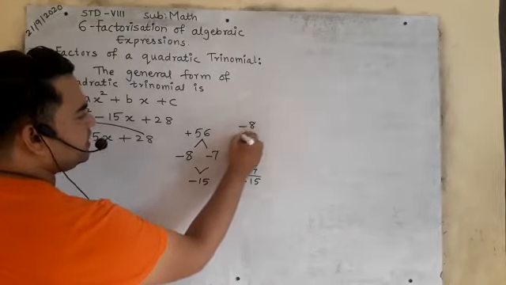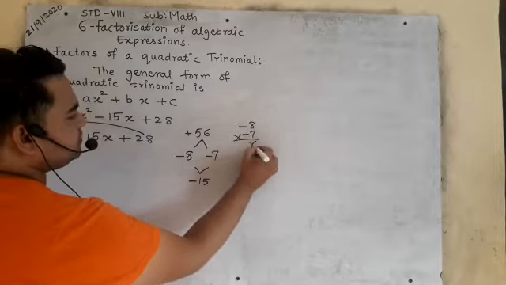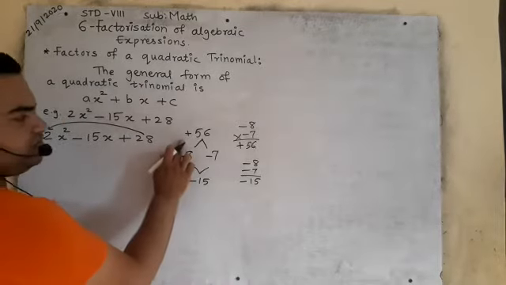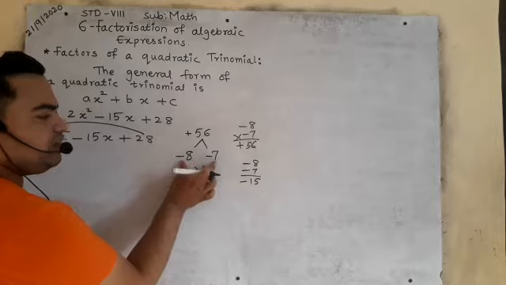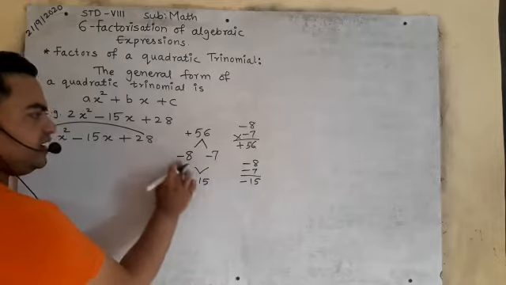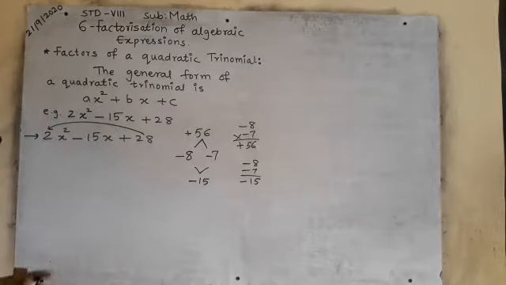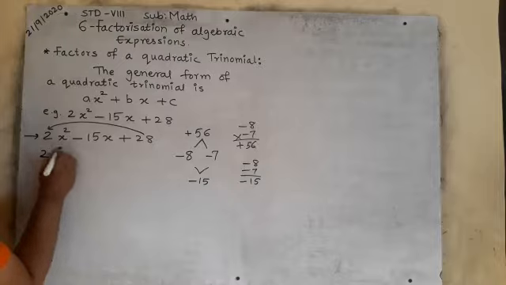Look here, minus 8 multiplied by minus 7. 8 7s are 56. Minus multiplied by minus is plus, so plus 56. And the sum of these two factors, minus 8 plus minus 7, will be minus 15. Okay, so now what you have to do, you have to write the first term as it is.